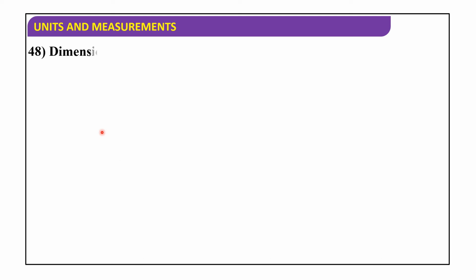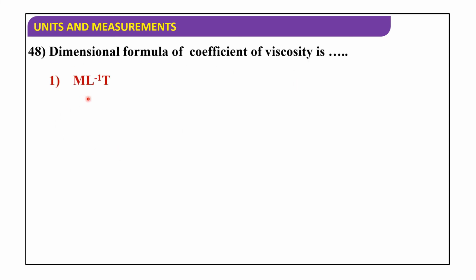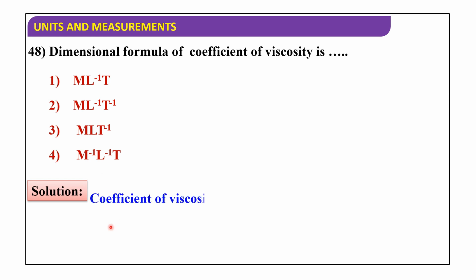Next, the dimensional formula of coefficient of viscosity is: M L to the power of minus 1 T, M L to the power of minus 1 T to the power of minus 1, M L T to the power of minus 1, or M to the power of minus 1 L to the power of minus 1 T. The coefficient of viscosity eta is equal to F by A of dv by dx. So its dimensional formula is M L to the power of minus 1 T to the power of minus 1.